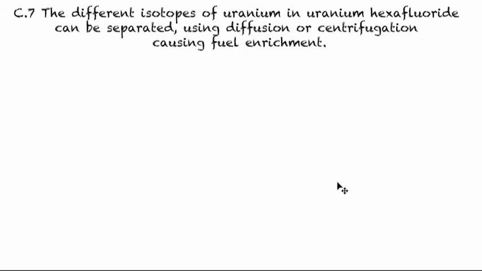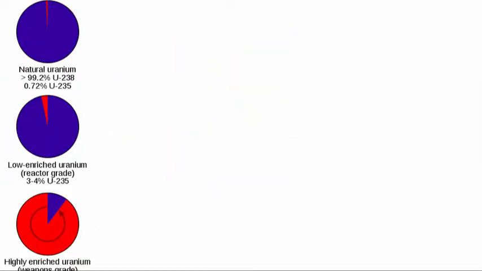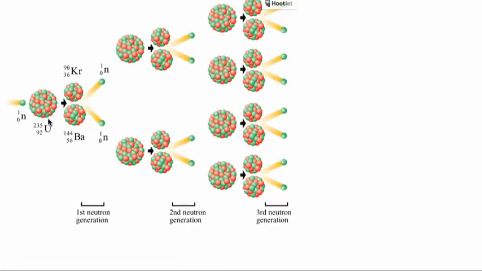In this video, we're going to see how the different isotopes of uranium in uranium hexafluoride can be separated using diffusion or centrifugation, causing fuel enrichment. So going back to the problem, naturally, if we get a sample of uranium, about 99.2% of it is a stable isotope called uranium-238. We really need the uranium-235 to actually have chain reactions, because it can be bombarded by a neutron and it can split into two new nuclei.